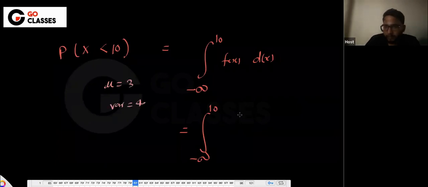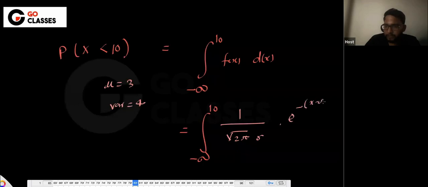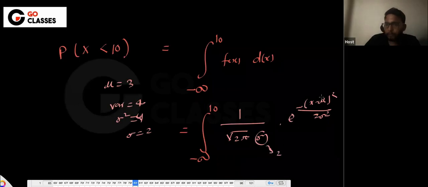Then the formula, do you remember the formula? 1 upon square root of 2 pi sigma into e power minus (x minus mu) whole square upon 2 sigma square, I think, right? So you will put sigma square as 4, so sigma is 2, and you will put mu, which is 3, and then you will calculate. For different mu and sigma, the answer will be different, obviously. So this is one way.